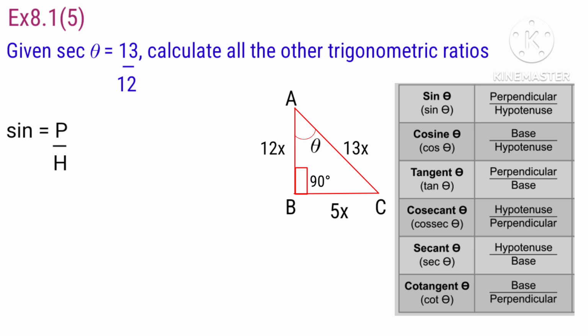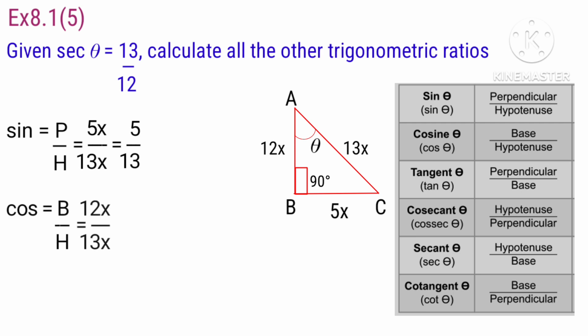Sin theta is equal to perpendicular divided by hypotenuse, that is equal to 5x divided by 13x, that is equal to 5 by 13. Next is cos theta, that is equal to base divided by hypotenuse, that is equal to 12x divided by 13x, that is equal to 12 by 13.